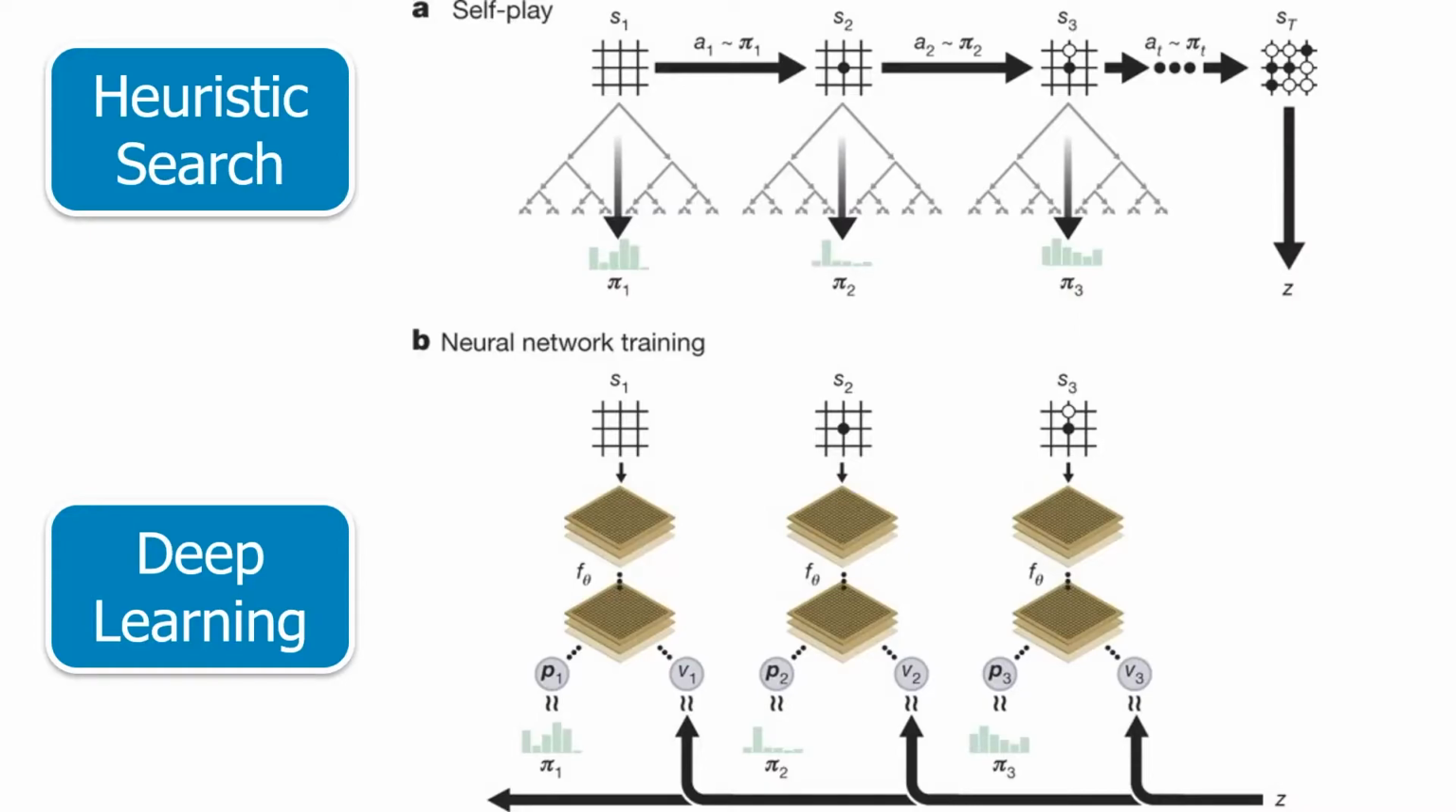Here we can see an overview of the architecture of AlphaZero, which was DeepMind's successor to AlphaGo. AlphaZero used a combination of heuristic search, which you can see up top here, and deep reinforcement learning, which you can see down here, to reach skill levels far beyond the original version of AlphaGo and way beyond the skill level of any human player.